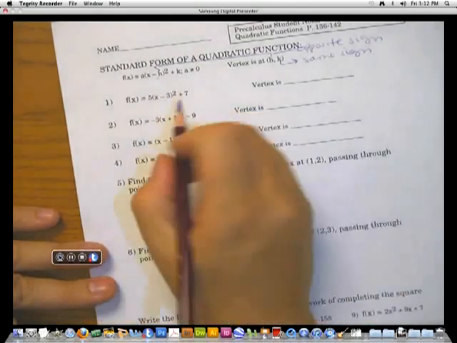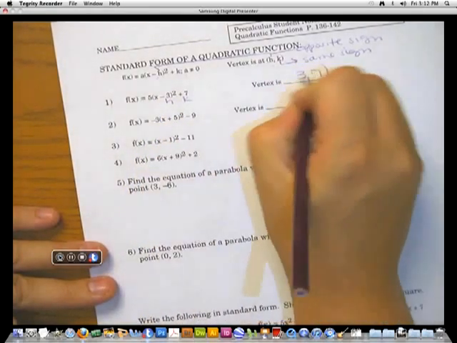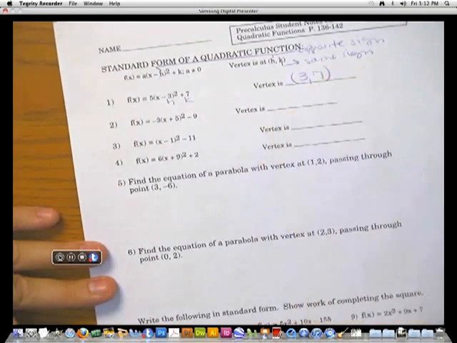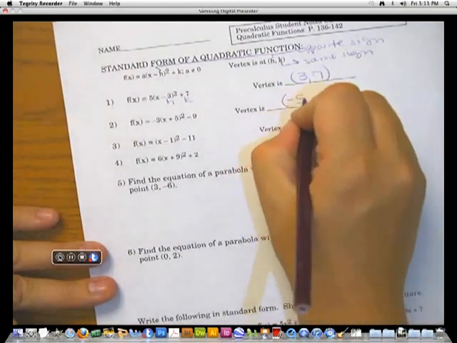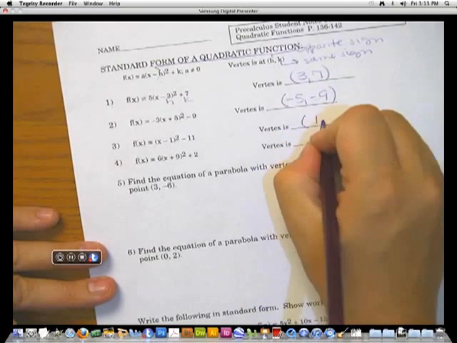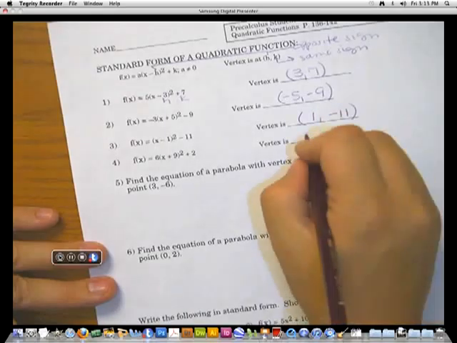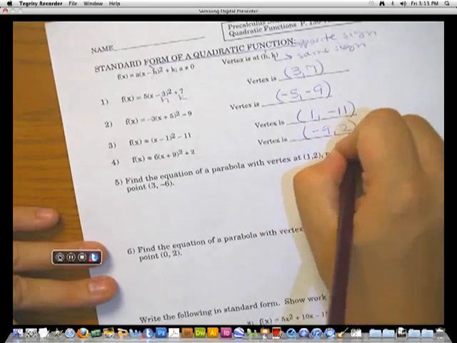Number 1, (h, k) is going to be (3, 7). 3 is the opposite sign, 7 is the same. Vertex on number 2 is (-5, -9). Number 3, (1, -11). And on number 4, (-9, 2).